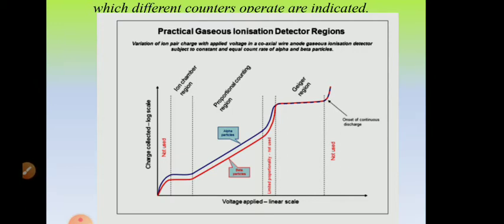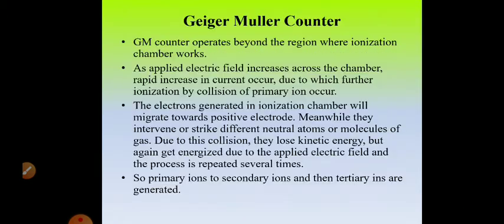So there is the initial ionization region, then there is the proportional region where there is a sharp increase in the current according to the voltage applied, because of ionization by collision of molecules. So primary electrons give rise to secondary and tertiary and so on. And then comes the Geiger region where the Geiger-Müller counter operates, right? So in order to understand the Geiger-Müller counter, we need to understand this graph of current generated against voltage applied.